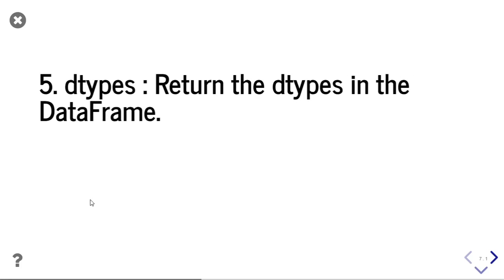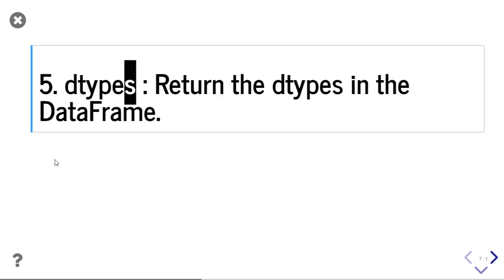Next attribute is dtypes. You can see in case of series we use dtype. Now we are using dtypes. Why the s? Because each and every column of a data frame will have some data type. A single column will have a single data type. That you must remember. So we can see those data types using DataFrame.dtypes.